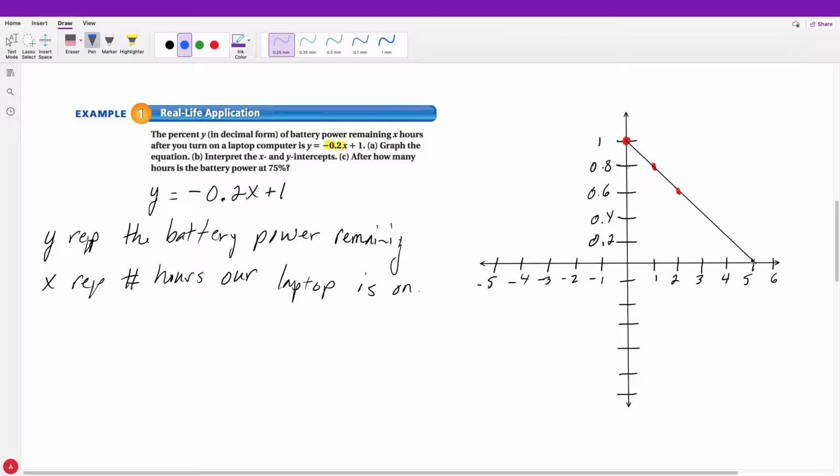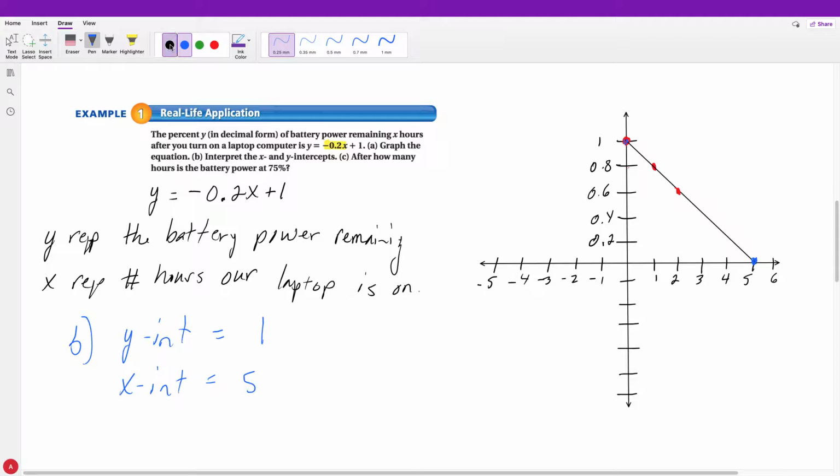So we could identify our x and y intercepts just by looking at our graph, or we could actually have plugged in and solved for our x and y intercepts. But we already have our graph, so let's just go ahead and use it. So for B, our y-intercept we know is equal to 1, and our x-intercept after graphing we see is equal to 5.